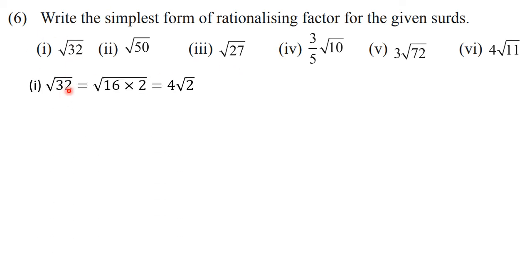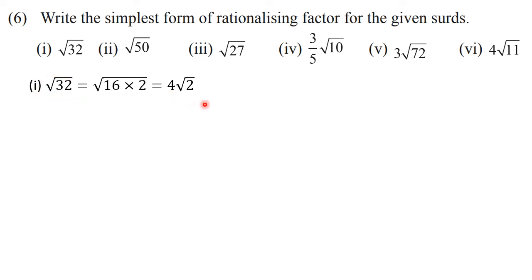So see, root 32 I will split as 16 into 2. I want a perfect square. So 16 is a perfect square. Also think of the highest perfect square. 32 you could write as 4 into 8. 4 is also a perfect square, but always think of the biggest one. 32 we can write as 16 into 2, and 16 is a perfect square of 4. So this further we can write as 4 root 2. So 4 root 2 is the simplest form of root 32.